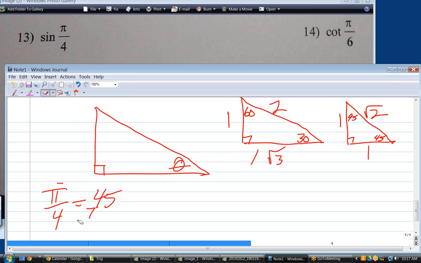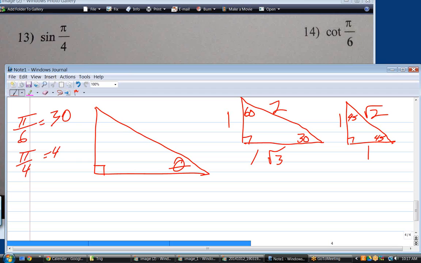The ones you probably should memorize as quickly as possible are these three. Pi over 6 is 30 degrees, pi over 4 is 45 degrees, and pi over 3 is 60 degrees. And of course, pi over 2 is 90. Those four. And they're easy to memorize because in all cases, these two numbers multiply to 180.